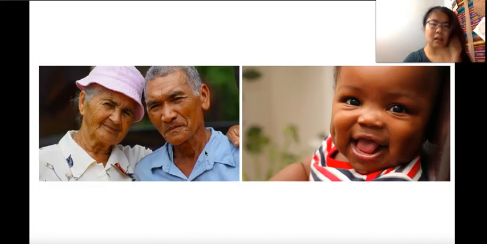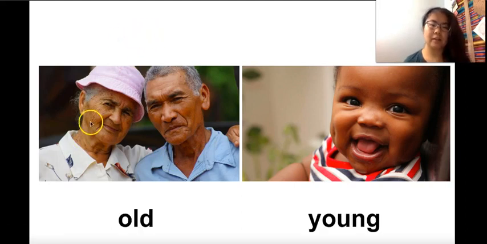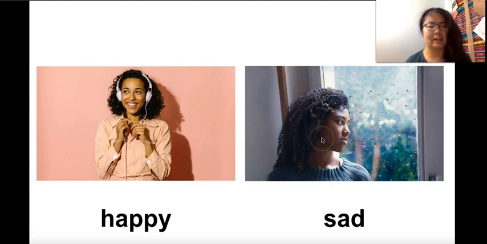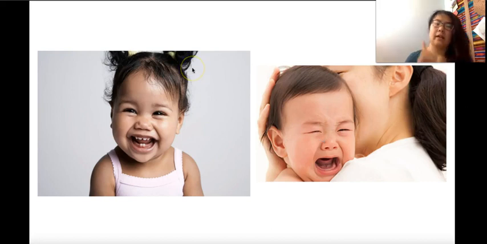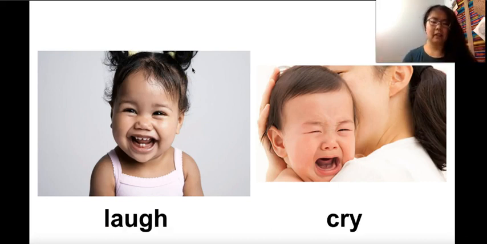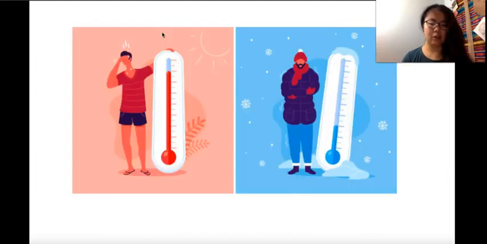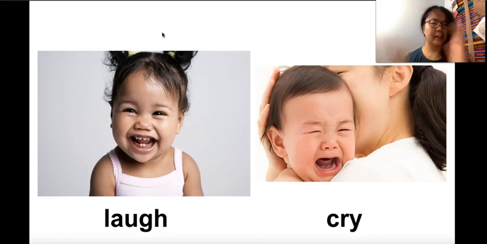So, more opposites. All right, back to some opposites talking about people, right? They are old, he is young. This woman is happy, this woman is sad. So, happy and sad are emotions, they are feelings, right? Opposite feelings. Laughing and crying are opposite actions that go with the feelings, right?